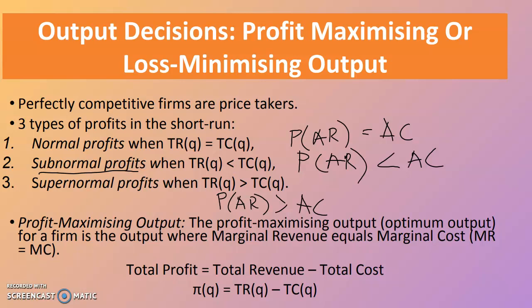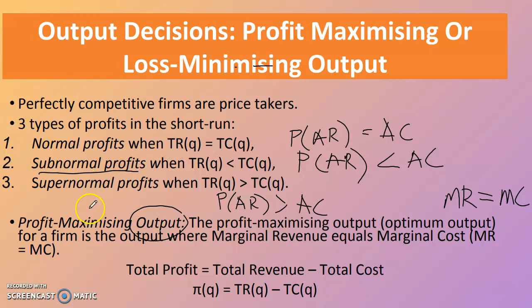So how do we determine output? The optimum output, or the profit maximizing or loss minimizing output, is determined where MR equals MC. This is applicable for all market structures, whether it's monopolistic competition or oligopoly. But for oligopoly, it's a little bit complicated.